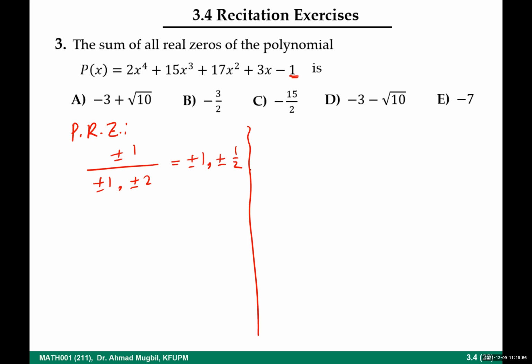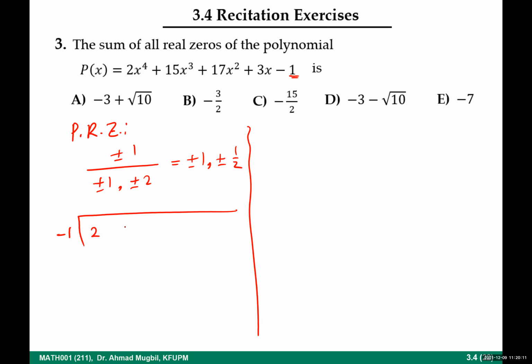at most one positive real zero. So it is natural to think about 1, but it is clear that if you put x equals 1, it will not be 0 for sure. All of these terms are positive, so it will not be. So it is natural to try negative 1. So let's try negative 1.